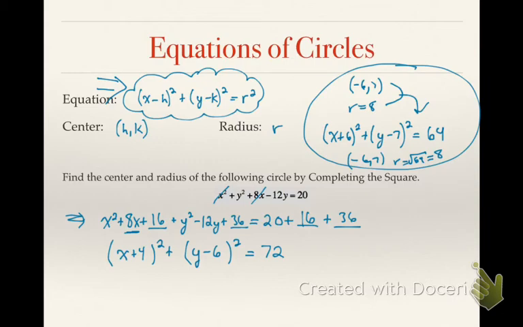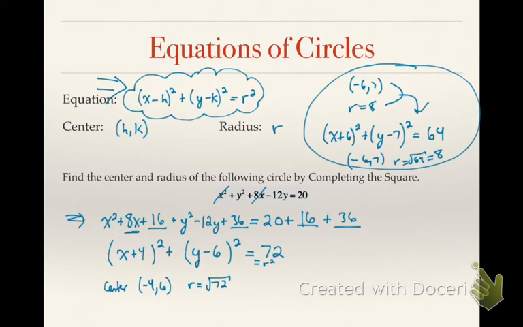Now I have it in a form where I can easily find the center and radius of this circle. The center is going to be at (negative 4, 6). And the radius, that was the center, the radius is going to be the square root of 72. Not 72, but the square root, because this is equal to r squared. Don't forget, that's equal to r squared. So take the square root of that number.